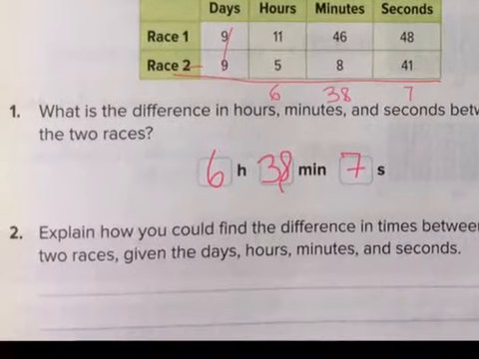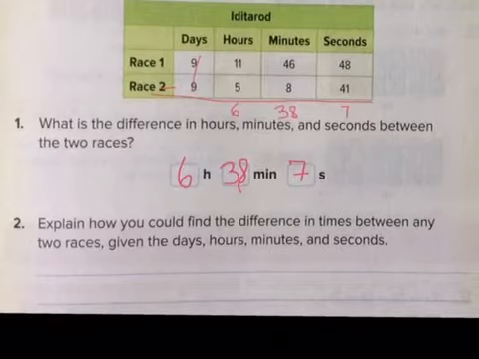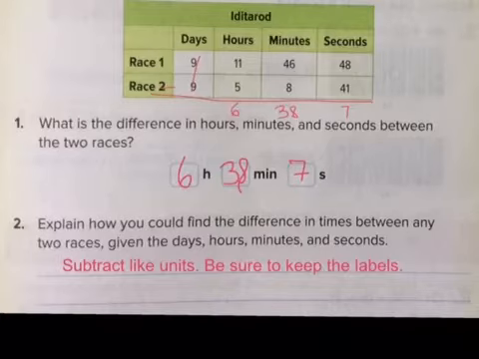Explain how you could find the difference in times between any two races given the days, hours, and minutes. When you look for the difference of any number, you simply subtract like units. Like units means I subtracted days with days, hours with hours, minutes with minutes, and seconds with seconds. So subtract like units. That's what we do to find the difference. And be sure to keep the labels. Make sure you know that this is hours, this is minutes, and this is seconds. Keep the labels.